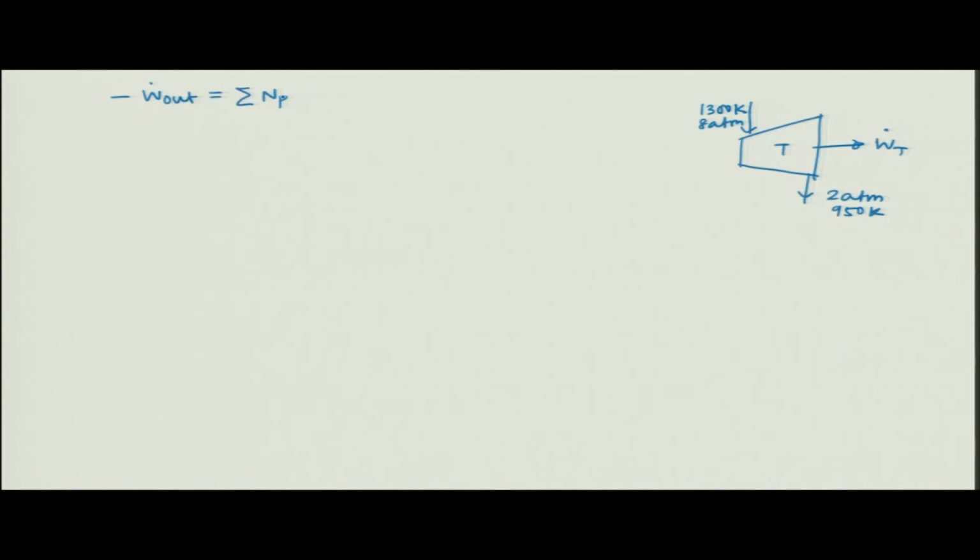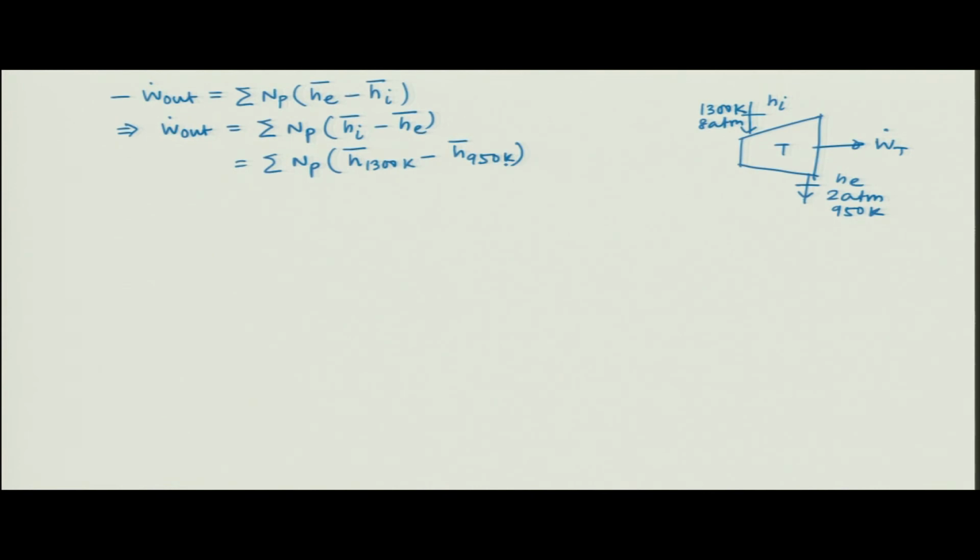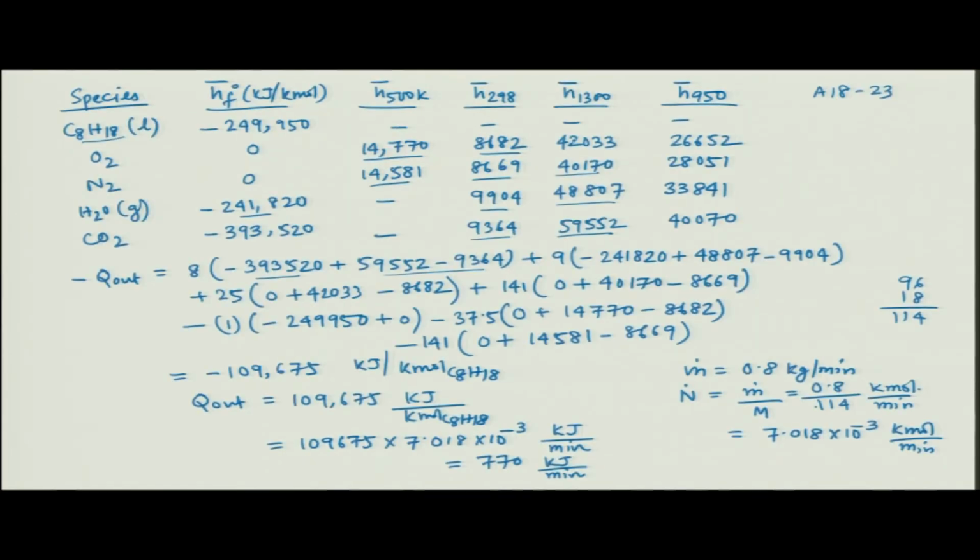Okay. So, W dot out is basically the difference of enthalpies. So, let us say enthalpy of the product at the inlet, and this is at the exit. So, I can write it as the enthalpy difference between the exit and the inlet. So, from this I can find W dot out as summation NP enthalpy. There is a minus sign, so it will be HI minus HE, or I can write it as summation of NP, enthalpy of the product gases at 1300 Kelvin minus enthalpy of the product gases at 950 Kelvin. Okay. So, we have already written the enthalpies here, right.